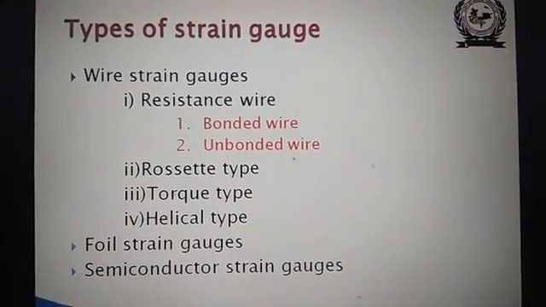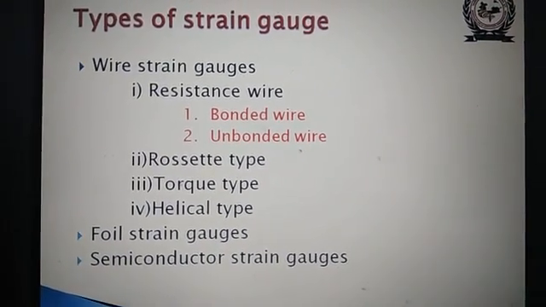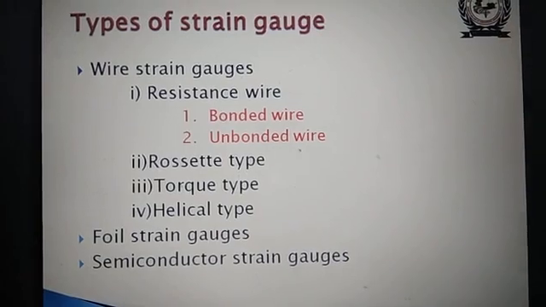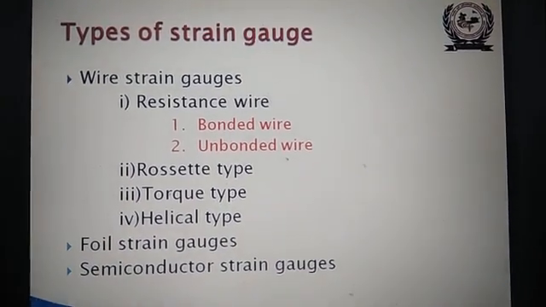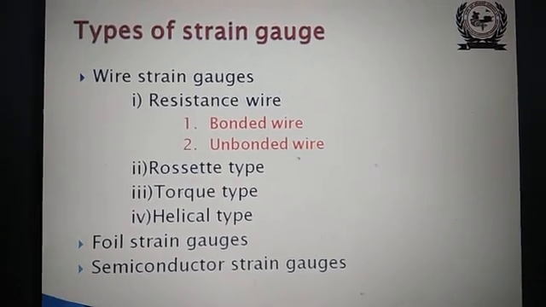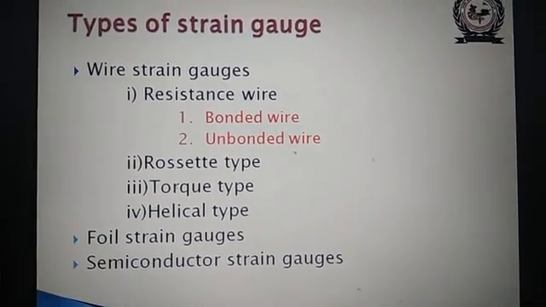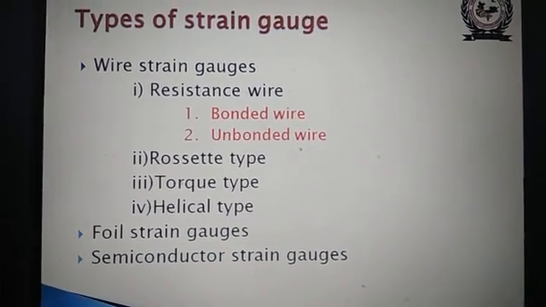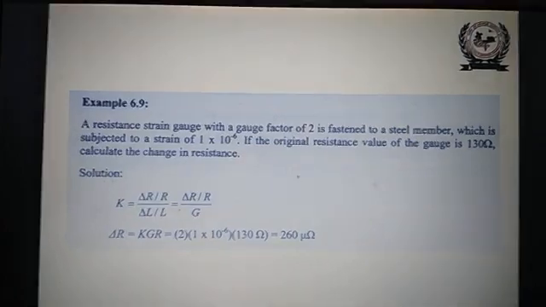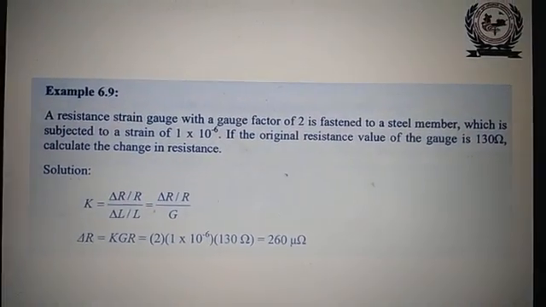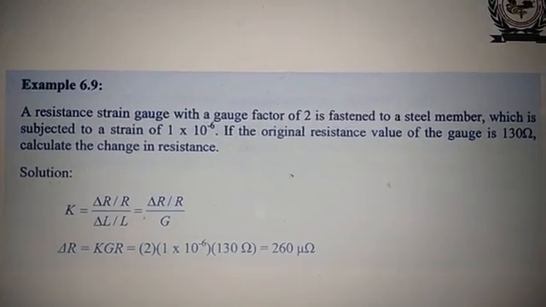So wire strain gauges, in which a resistance wire is there, and this resistance wire is of two types: bonded wire and unbonded wire. Then rosette type, torque type, helical type strain gauges are there. As earlier I have shown the diagram, foil strain gauges are there, semiconductor strain gauges are there. On the basis of the formula, we have this type of problems.